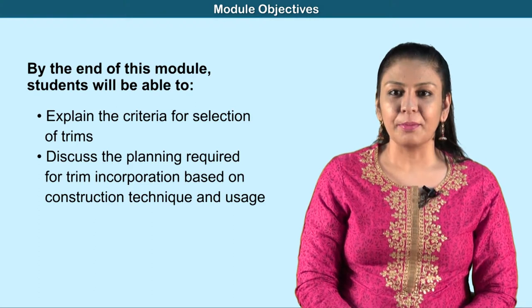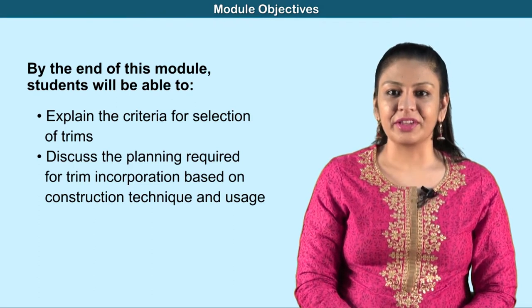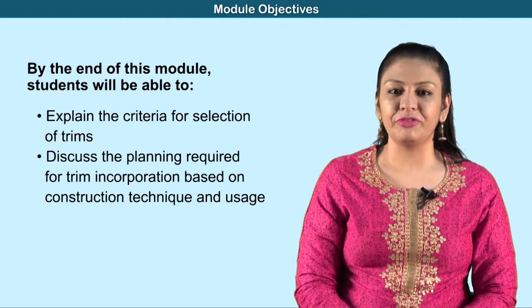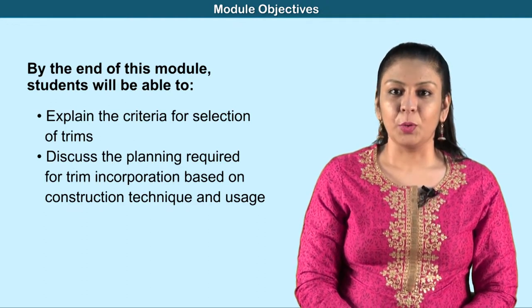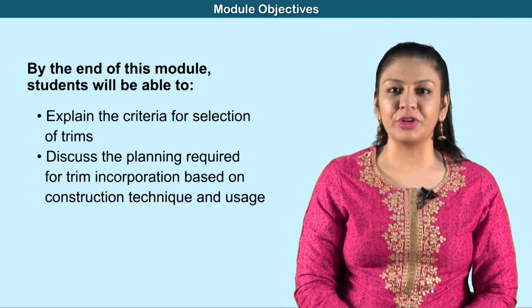Fashion accessories and trims, Unit 2, Module 5. Criteria for selection of trims. Hello and welcome to Module 5 of Unit 2, the chapter in which we discuss fashion trends. In this Module 5 of the second unit, we will discuss the criteria for selection of fashion trends. We will elaborate upon how we select a particular trim for a design.